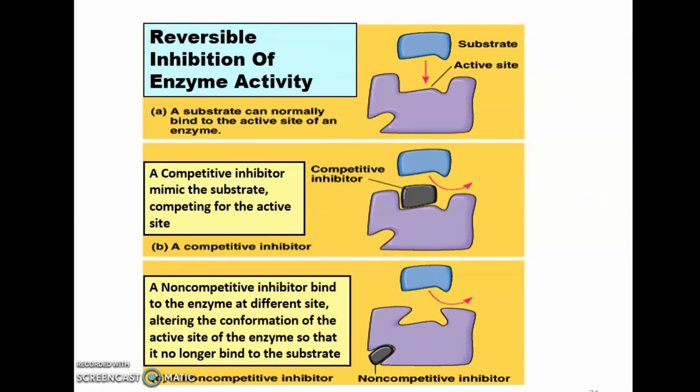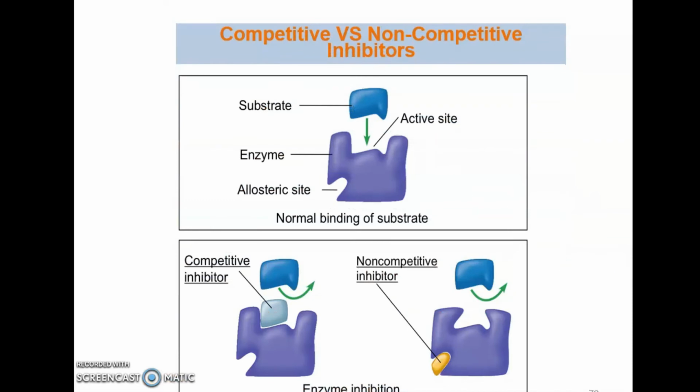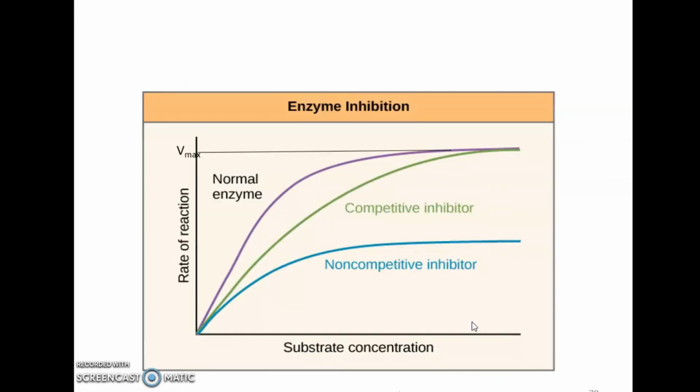So for these two, competitive inhibitor or non-competitive inhibitor, it may reduce the rate of enzyme reaction. So again, the competitive versus non-competitive inhibitor. For a competitive inhibitor, remember, it has the same structure, the same shape as the substrate, so that dia boleh bind dekat active site. But for a non-competitive inhibitor, it has a different structure from the substrate, but it's okay because it will bind to the allosteric site. The binding of this non-competitive inhibitor to the allosteric site changes the conformation of the active site, preventing the substrate from binding to the active site.